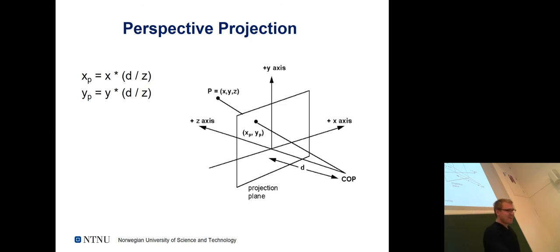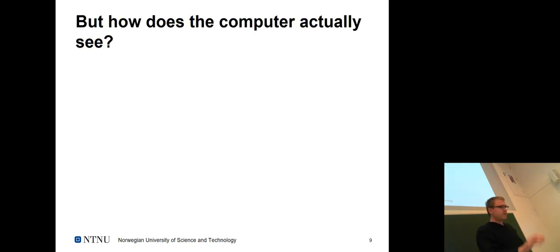So, all right, okay, so we have projection ideas. We have the idea that depth is important, right? We need to represent it somehow. And we have the idea of representational conventions. But how does the computer actually see?